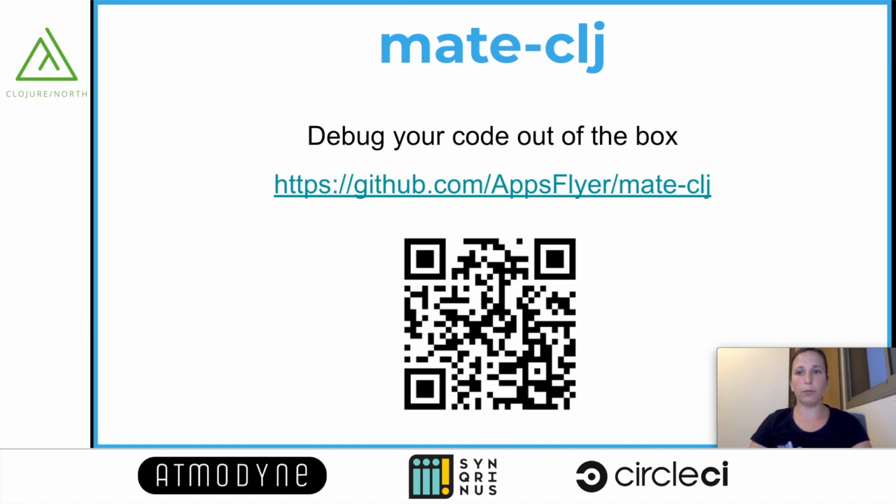Mate-clj is a Clojure library that gives better visibility on your code flow. And the important thing is that the functionality of the macros and functions remains the same, but you get the steps of the execution printed to the REPL, and it's really easy to understand the flow by that. So let's see a demo.